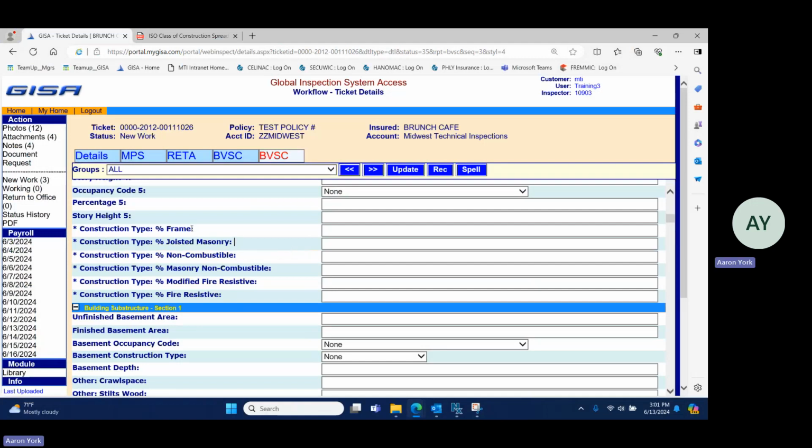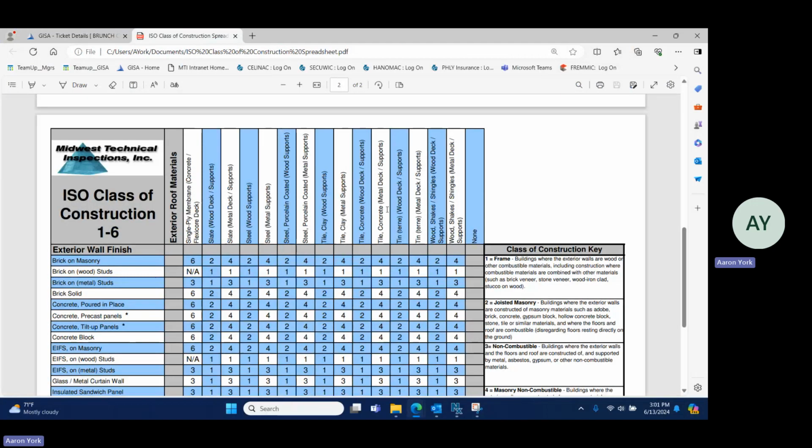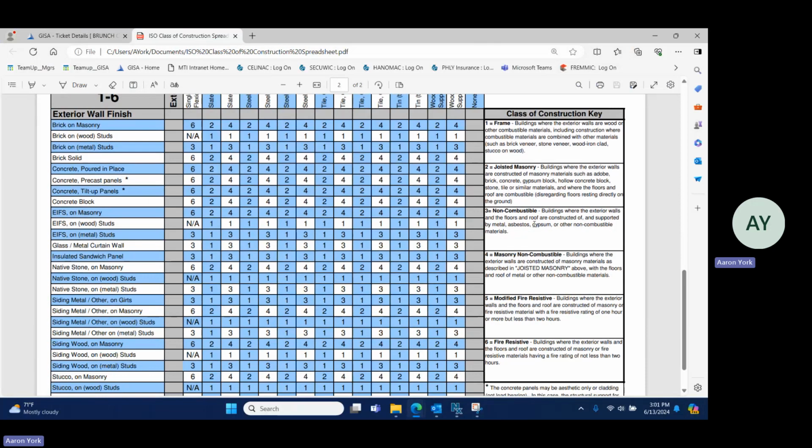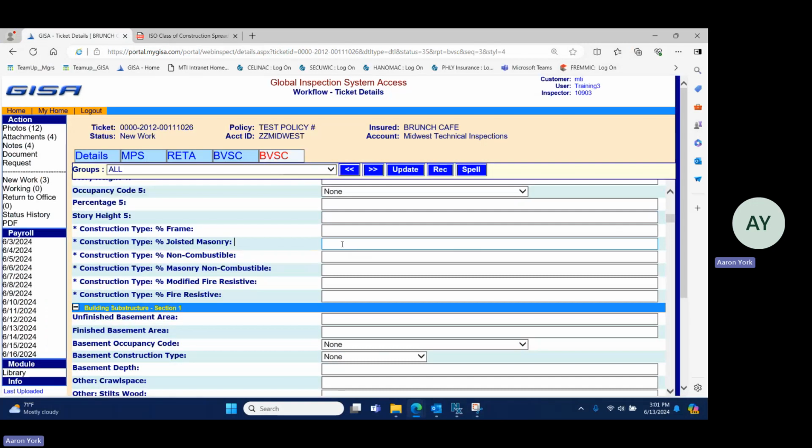If you're not sure what these definitions are, the cheat guide that we send out to people also has the class construction key and gives you a definition as well of what a frame building is, joist and masonry, non-combustible, whatever it would be for the building in question here. Using my example of a concrete block building with a built-up tar and gravel roof where we could not see the roof supports, makes this an ISO class 2 building.